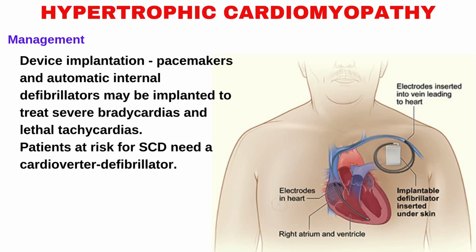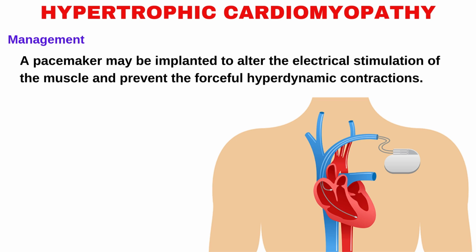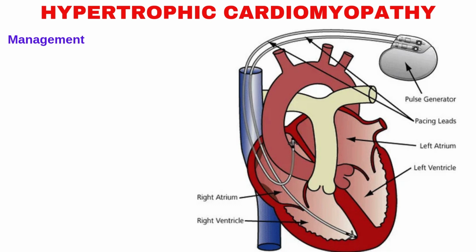Pacemakers and automatic internal defibrillators may be implanted to treat severe bradycardias and lethal tachycardias. Patients at risk for sudden cardiac death need a cardioverter defibrillator. A pacemaker may be implanted to alter the electrical stimulation of the muscle and prevent the forceful hyperdynamic contractions that occur with hypertrophic cardiomyopathy. AV pacing is helpful for patients with hypertrophic cardiomyopathy and outflow obstruction.